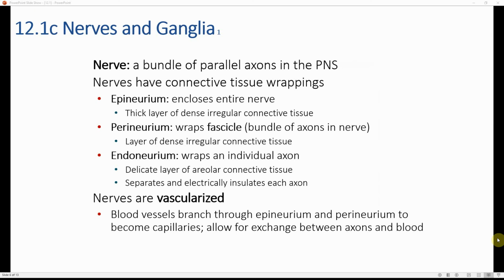Nerves are pretty vascular. They do need blood. Blood vessels tend to travel through the center of nerves, and they will branch into capillaries and go and feed different fascicles and feed the perineurium and the epineurium.